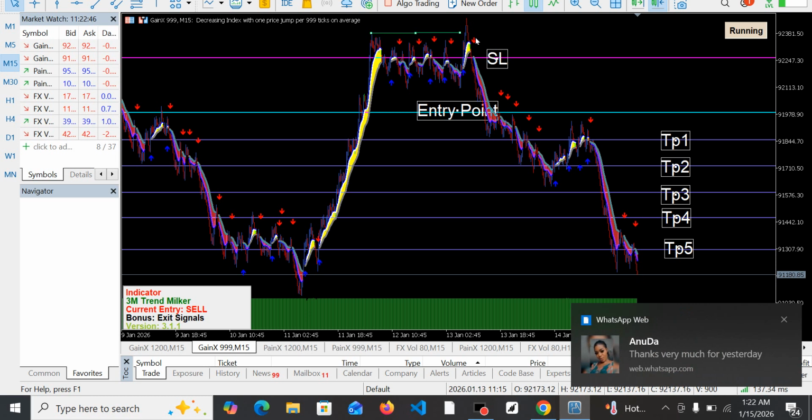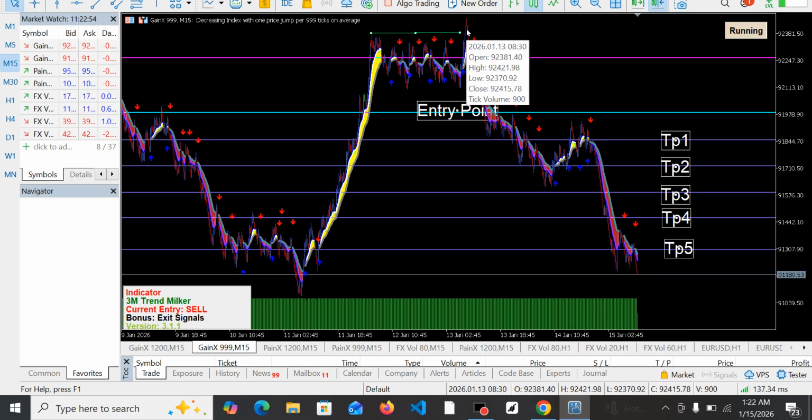So I noticed that if it is not going to break out above this fully, it means that it is going to find it difficult to continue with the uptrend. So it switched into a downtrend. I was waiting for it to switch into a downtrend, and it did.